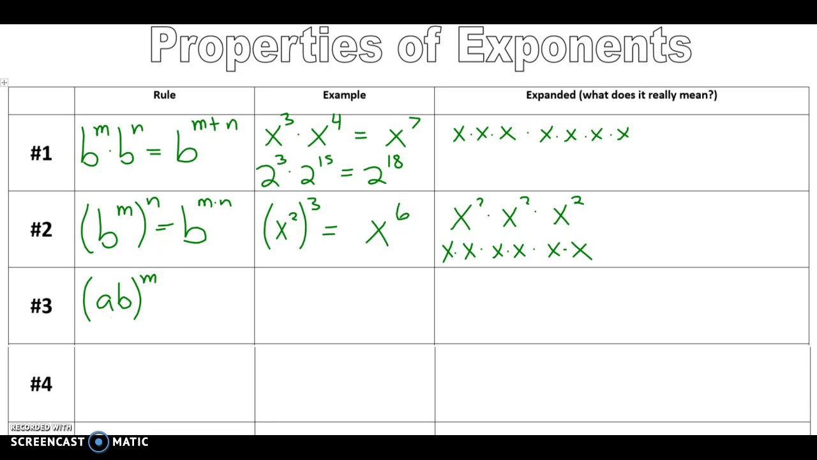So now we have different bases. One's an A, one's a B. It could be an X and a Y. It could be a 2 and a 3. And the example that I'm going to give you is xy squared all raised to the third power.